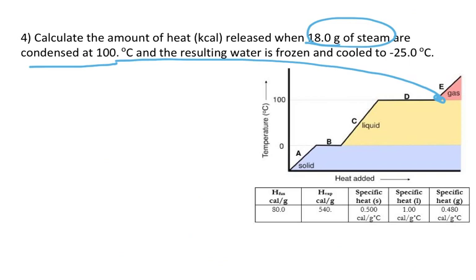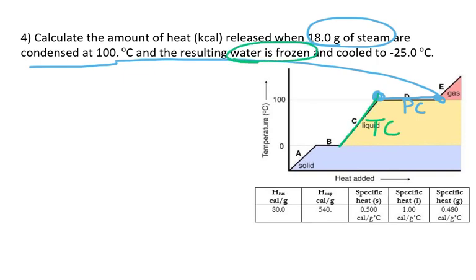Okay, next problem. We're still dealing with water, and we're supposed to calculate the Q when 18 grams of steam are condensed at 100 degrees Celsius, and the resulting water is frozen and cooled to negative 25 degrees Celsius. So we have a significant number of steps in this problem. First, we have to cool it through the phase change. We're going to condense it.